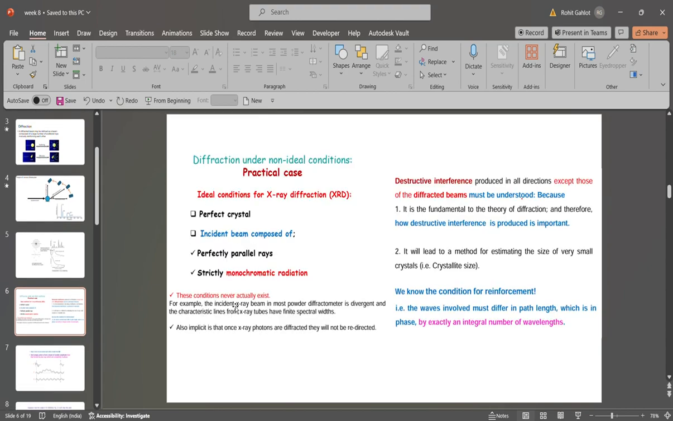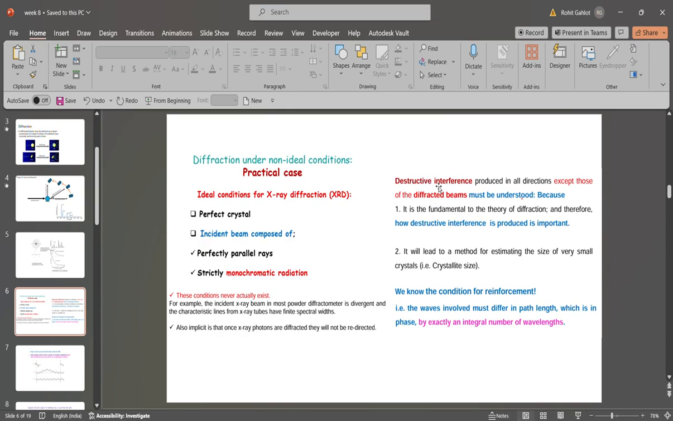And then if we talk about diffraction under ideal and non-ideal conditions. Firstly, the ideal condition of XRD states that your crystal should be perfect, the incident beam should be composed of perfectly parallel rays, and they should be strictly monochromatic radiation. However, these conditions never actually exist, because the incident beam in most powder diffractometers is divergent, and the characteristic lines from the X-ray tubes have finite spectral width. So the ideal conditions in most cases don't exist.